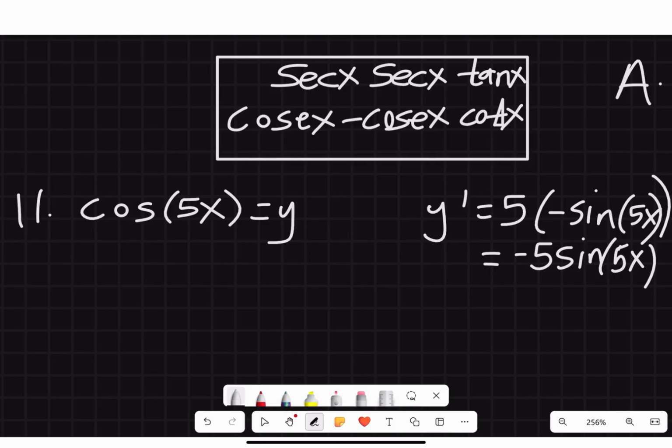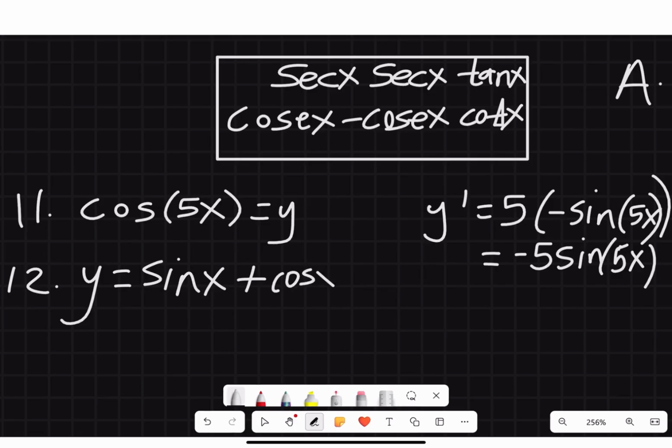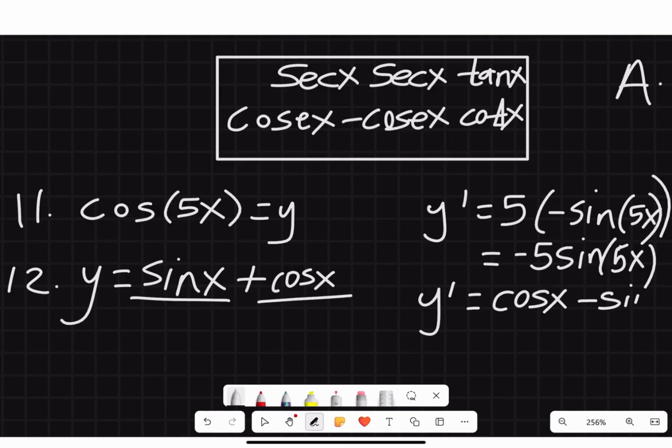So let's go to 12. Oh, we did 11. So we're going to 12 now. Let's do 12. So on 12, we are given y equals sine x plus cos x. The derivative here would be the derivative of sine, it's cos. The derivative of cos, it's negative sine x. And that is number 12 for you, ladies and gentlemen.